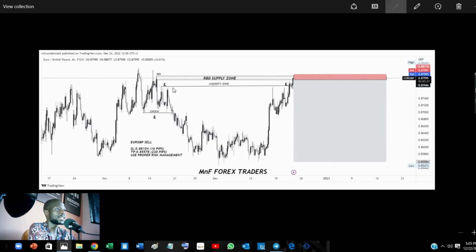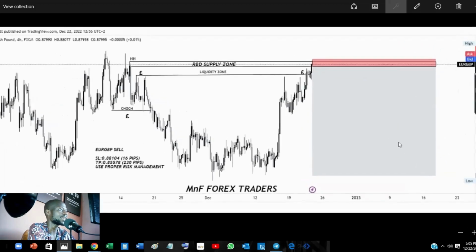So we had this level here, this level here, all of these is what we call liquidity. These are equal highs, which we call liquidity, right? So as always, we have to wait for these levels to be taken out. And once these levels have been taken out, we wait for our confirmation at this level.